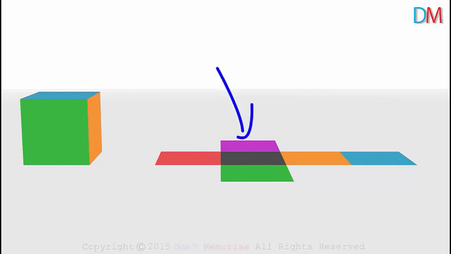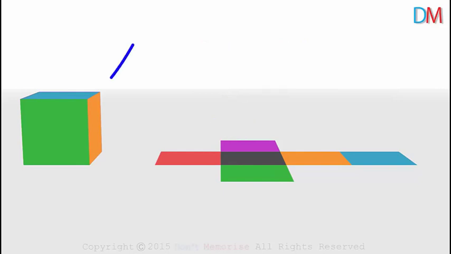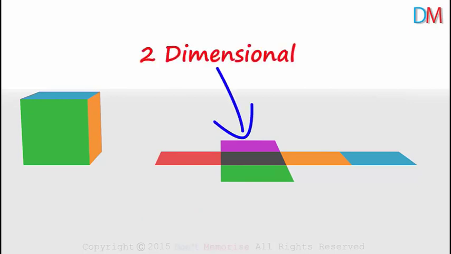But what is this? What is it called? This is called the net of the solid. In this case, it's the net of a cube. A net is a diagram which shows what the solid will look like when it is opened along its edges and laid flat. The net, as we can see, is clearly two-dimensional.